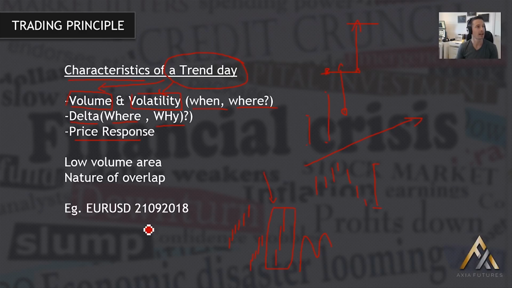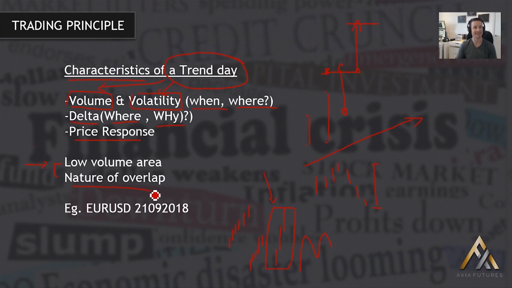Now, two key things, and this is where profiling comes in. If you haven't got a profiling tool, this is where, hands down, the profile tool is extremely valuable. I'm going to show you this in a minute, but one of the key characteristics to add to volume, volatility, delta, and price response is low volume areas. These are areas where a market moves away very quickly from a specific set of price points and is unable to facilitate trade there. Again, I'll show you an example in a minute.